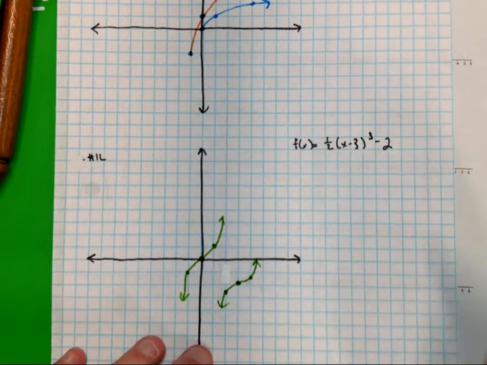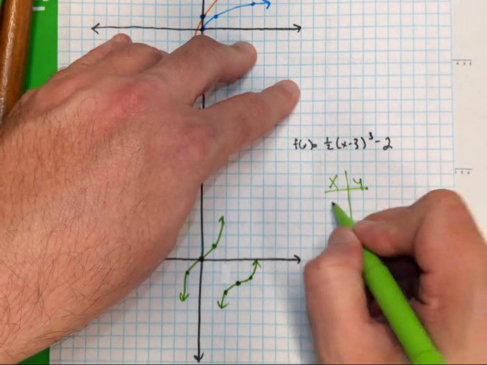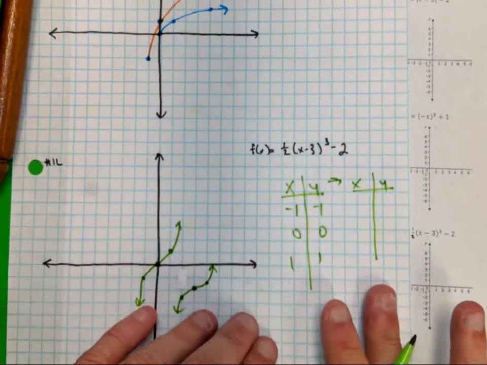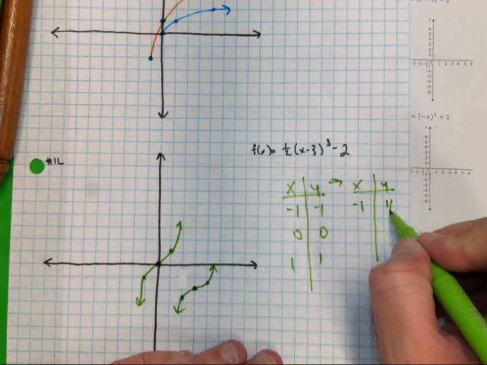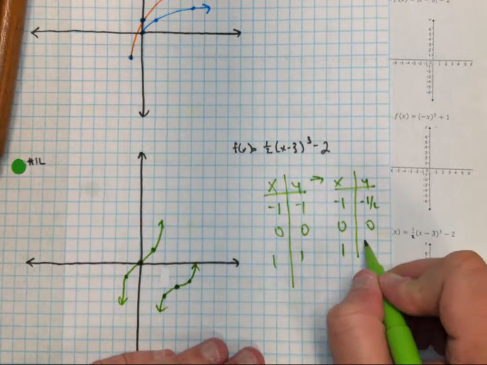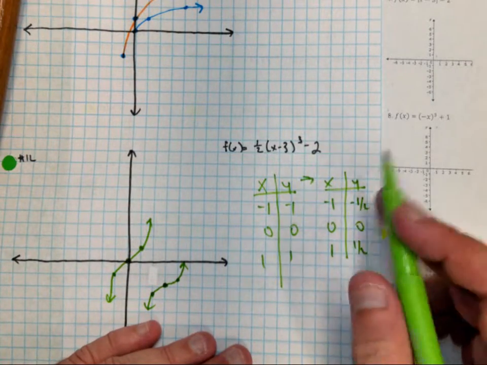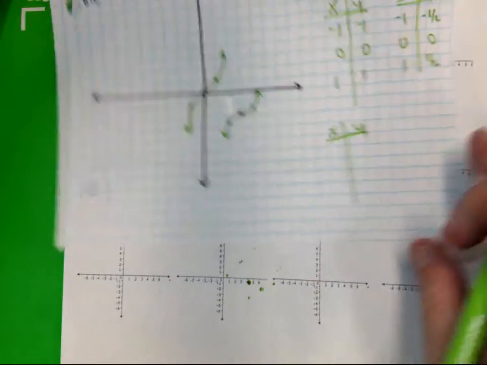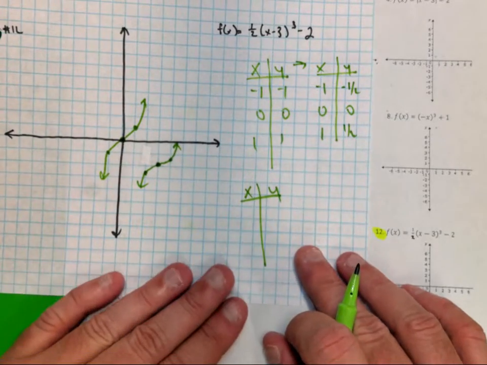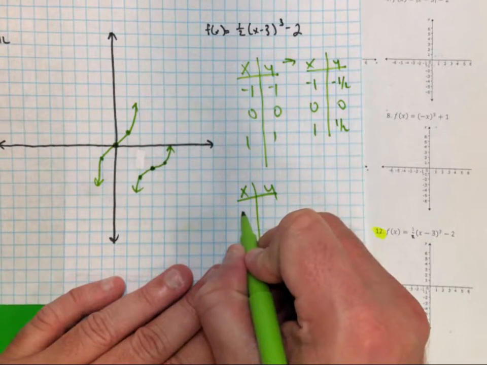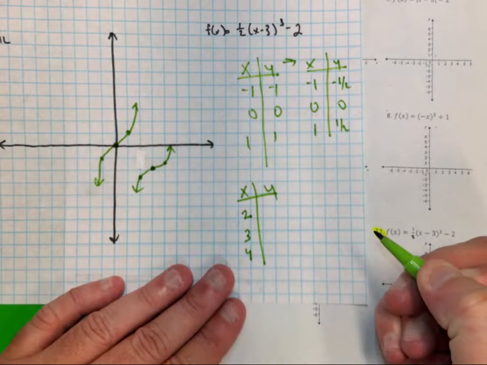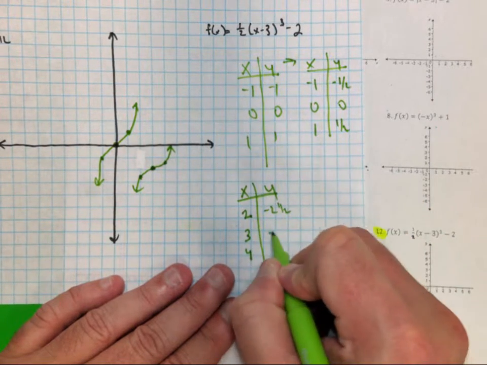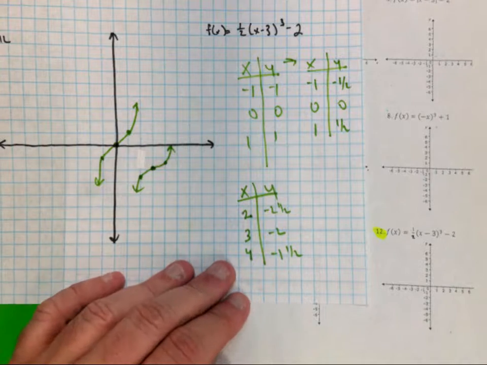Now I can do the table to make sure, if you like the table better. Multiply the y coordinate by 1/2. I'm going to add 3 to x because that's moving it to the right. All right, so add 3. That's going to be 2, 3, 4. And then I'm going to add a negative 2 to that. That's going to be negative 2.5, negative 2, and negative 1.5. And those are the coordinates I would graph.